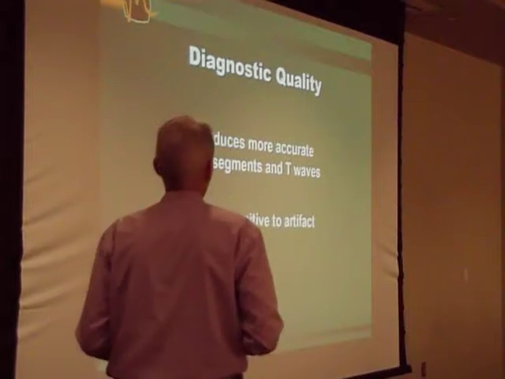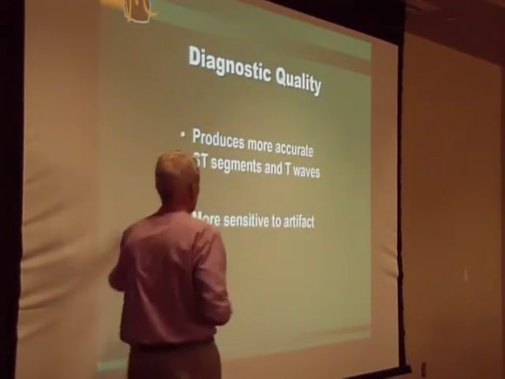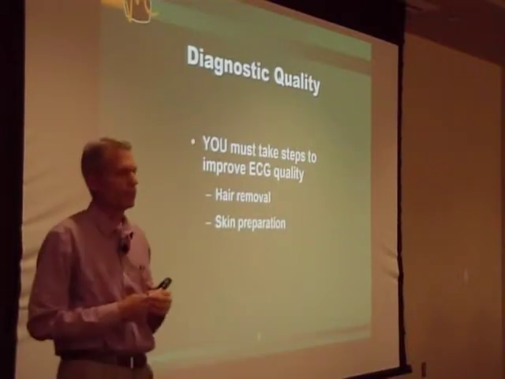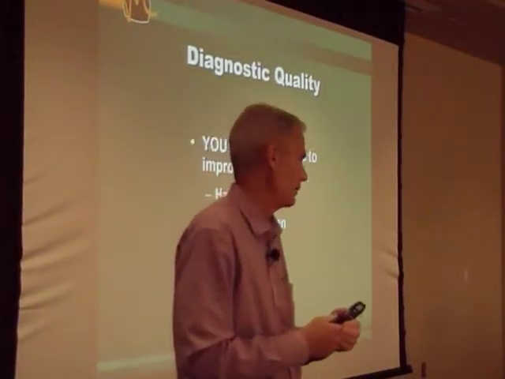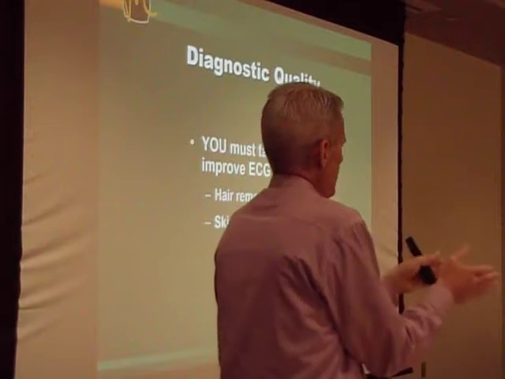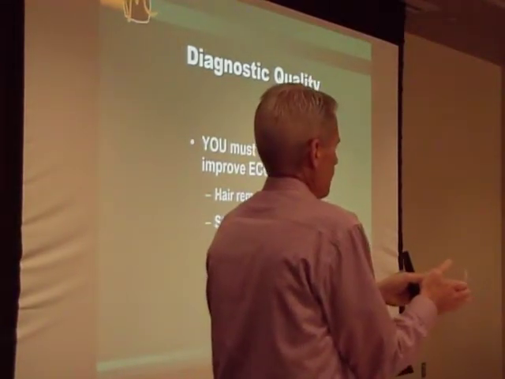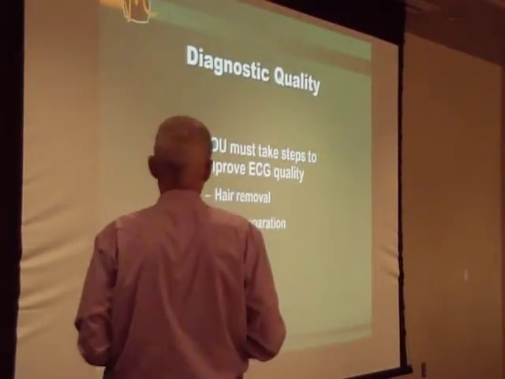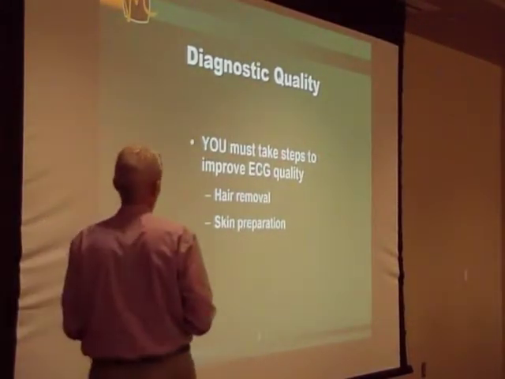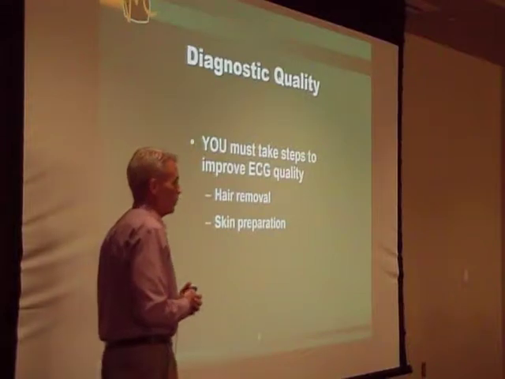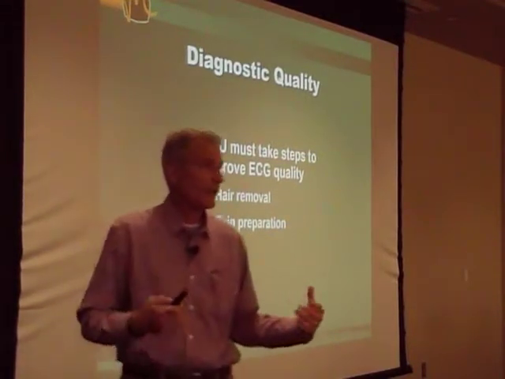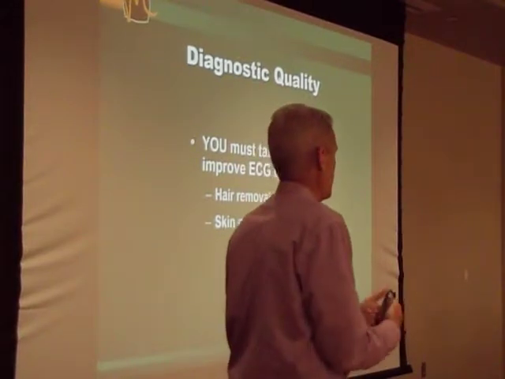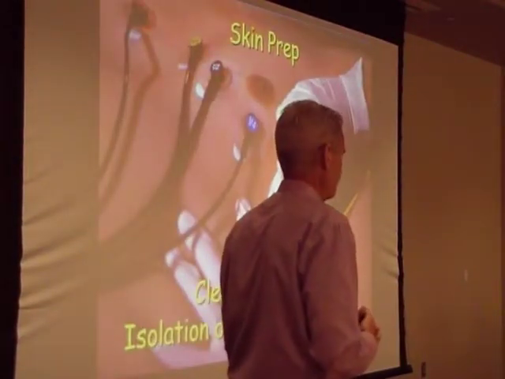So diagnostic quality, we know that it opens it up and it's more sensitive to artifact. So how can we improve the signal so that we have good representative complexes to look at? First thing is we have to start with skin prep. You have a guy with a hairy chest, or even a woman that has a lot of oils or lotions on her body, we need to do something to clean that off so we can enhance the signal.